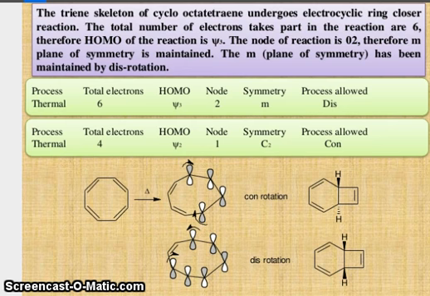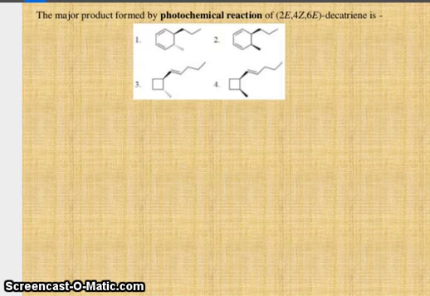Process allowed: disrotatory. Process thermal: total electrons 4, HOMO psi 2, node 1, symmetry C2, process allowed: conrotatory. So you can see here conrotatory and disrotatory give two products. Now the major product formed by the photochemical reactions you can check.